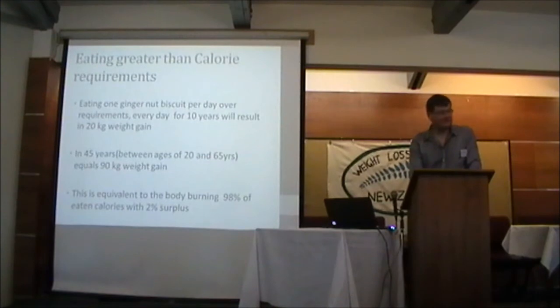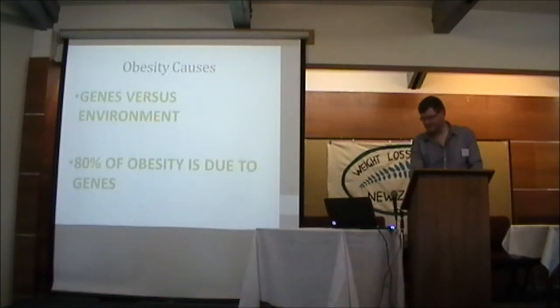And so, for example, an individual between the ages of 20 and 65 who eats one ginger nut biscuit over and above their energy requirements will put on 90 kilograms over that 45-year period. So it takes a very small amount of food for that to occur. And putting it into perspective, that individual who has eaten 40 calories more a day has burnt up 98% of the calories they've eaten, but they have a surplus of only 2%. So it's a very fine system.